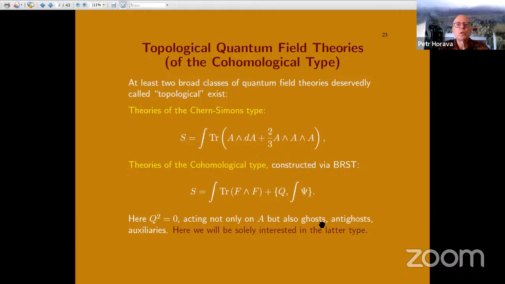You have to add ghosts and anti-ghosts and auxiliary fields, invoking the entire BRST machinery. So psi is known as the gauge-fixing fermion, and it effectively produces a term that is BRST exact. Therefore, if I put a coupling constant here, the correlation functions should, at least within some range where the theory is not degenerating, be independent of the coupling, because this term is BRST exact.